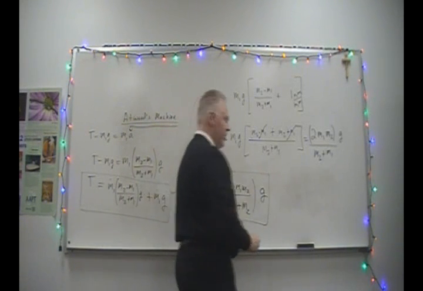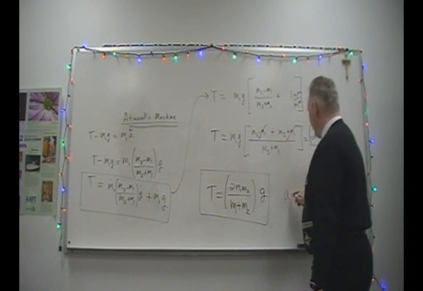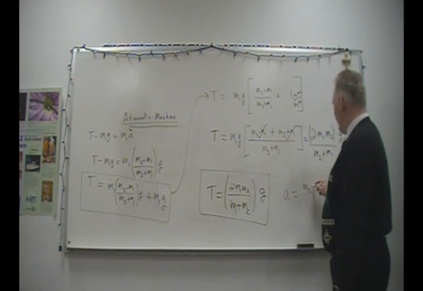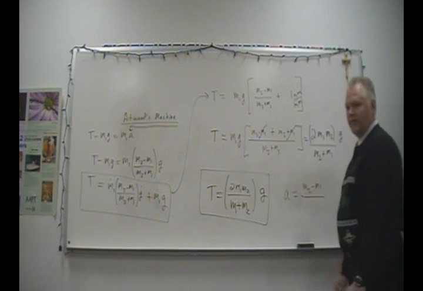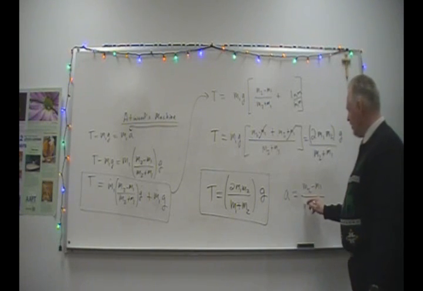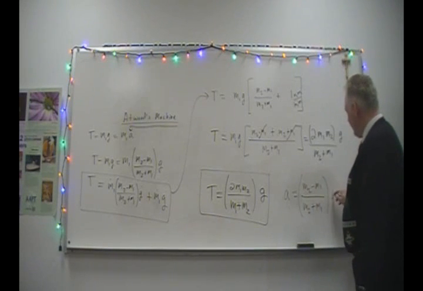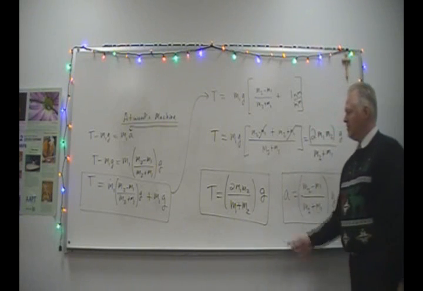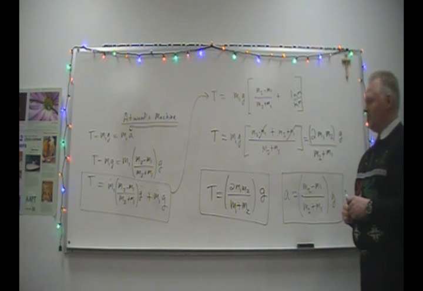And recall the acceleration came out to be the difference between M2 and M1, M2 minus M1, over the sum of those two. You could write it M1 plus M2 or M2 plus M1. I like to write it M2 plus M1 sometimes. And then there's G. This is the acceleration for the Atwood device, and that's the tension for the Atwood device.